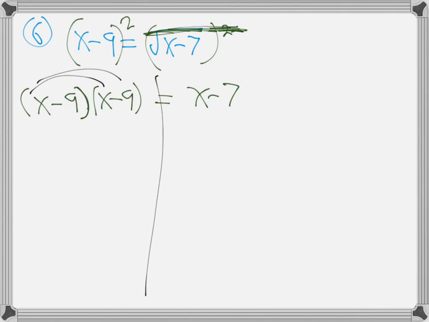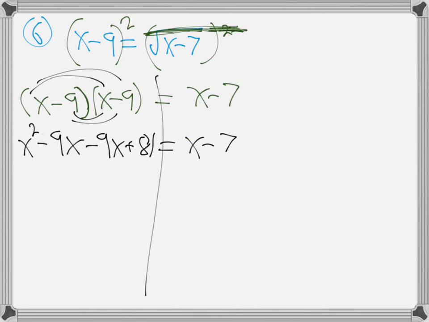Just FOIL, right? First to both, second to both. X squared minus 9x. Boom, boom. Minus 9x plus 81 is x minus 7. Okay, what happens next? Let's gather like terms here. Minus 9x minus 9 is minus 18x. Is that good to there?